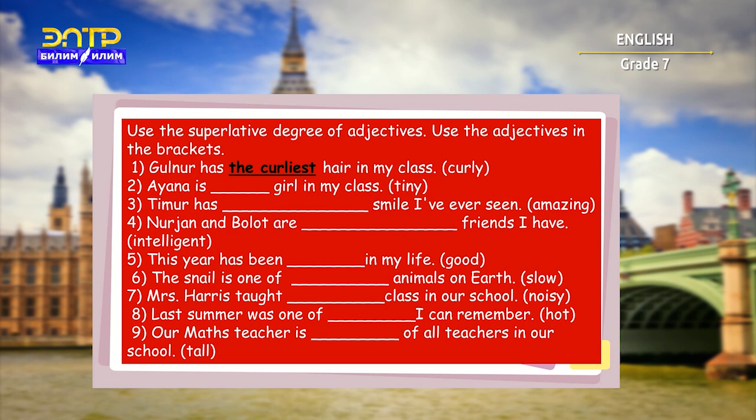Have you finished? Let's check your answers then. So the second sentence, Ayana is tiniest girl in my class. Timur has the most amazing smile I have ever seen. Nurjan and Bolot are the most intelligent friends I have. This year has been the best in my life.